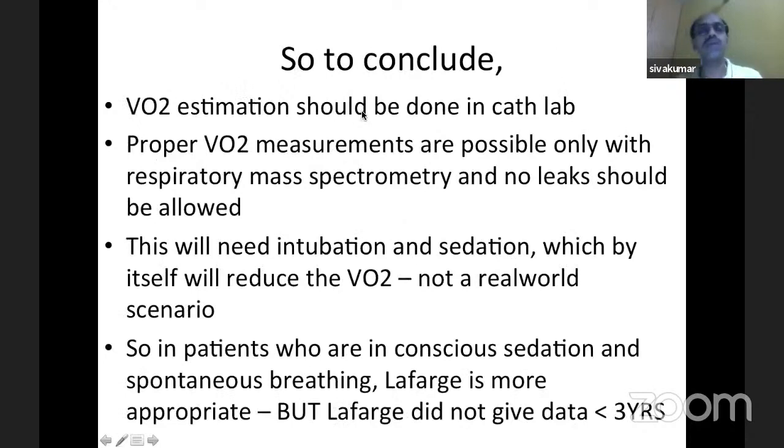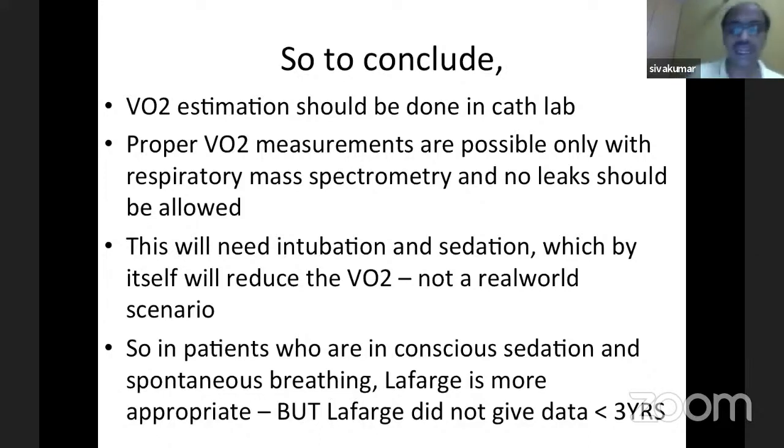So to conclude, VO2 estimation ideally has to be done in the cath lab. Proper VO2 measurements are possible only with respiratory mass spectrometry, and absolutely no leak should be allowed. This needs intubation, sedation, a cuffed tube, but this is not real world at all. So in patients who are in conscious sedation and spontaneous breathing, LaFarge is more appropriate.